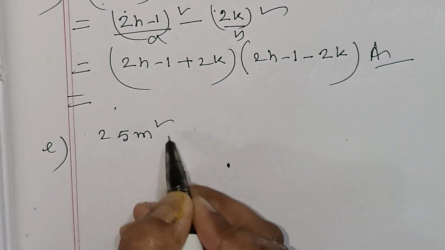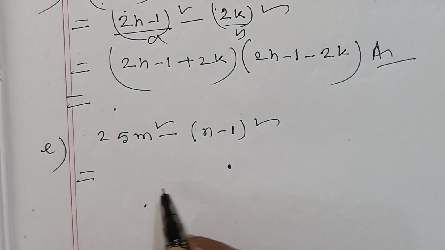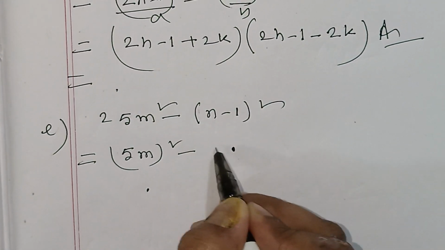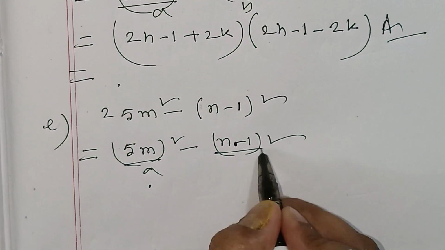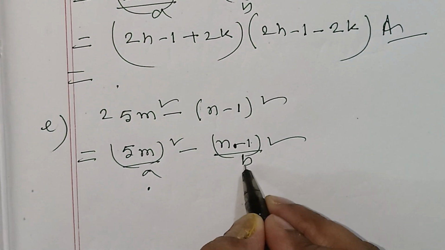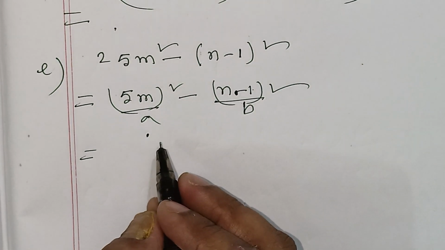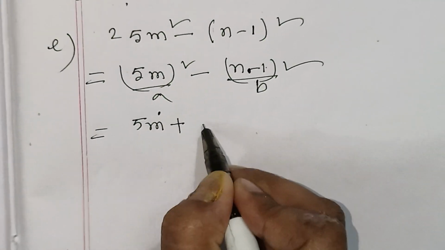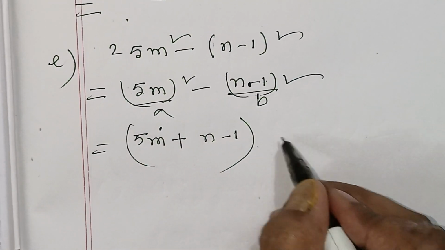25m square minus (n minus 1) whole square. So 25 breaks down to (5m) whole square, minus (n minus 1) whole square. So 5m means a, and (n minus 1) means b. The formula for a square minus b square is (a plus b) into (a minus b). So a means 5m, b means n minus 1, so a plus b.